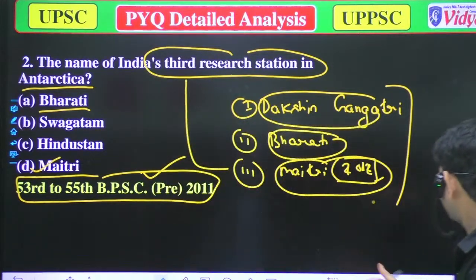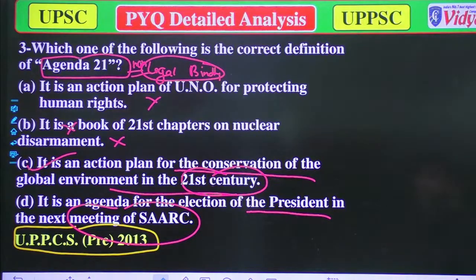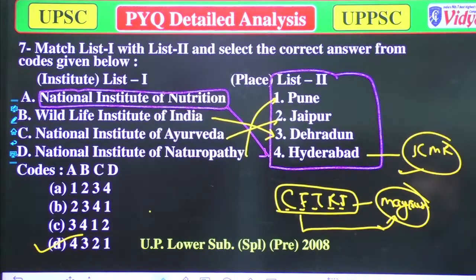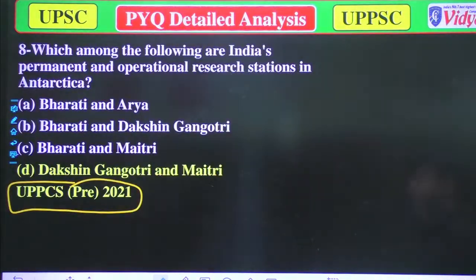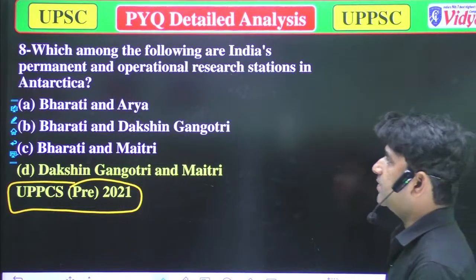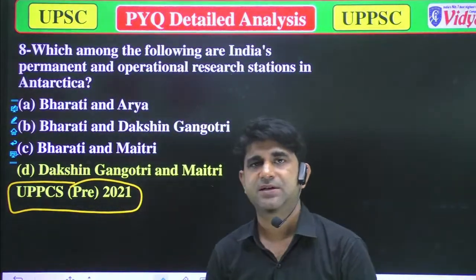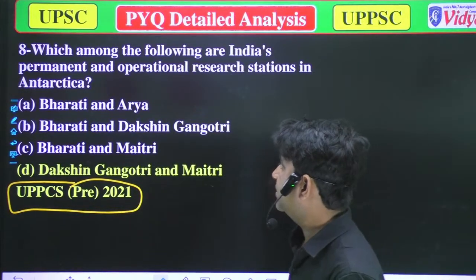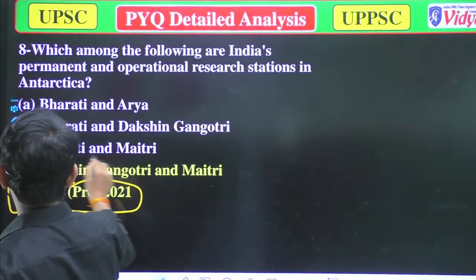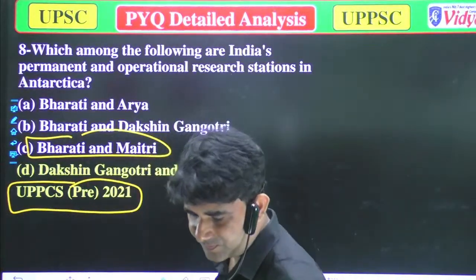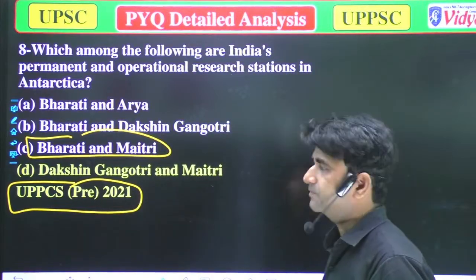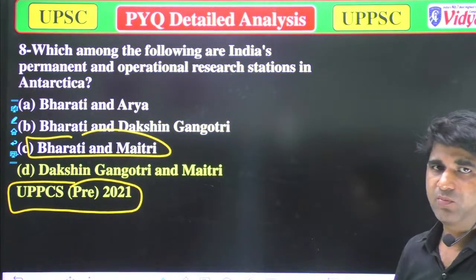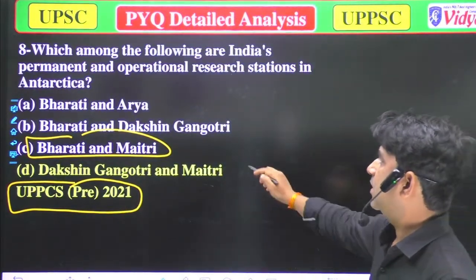Okay, so the correct option will be, where is the question? Again, the answer is Bharati and Maitri, because Dakshin Gangotri was not operational. So option C is correct, and your option was maybe C. Well done, doing well. Because Bharati and Maitri are the most important functional research centers in the Antarctic region.